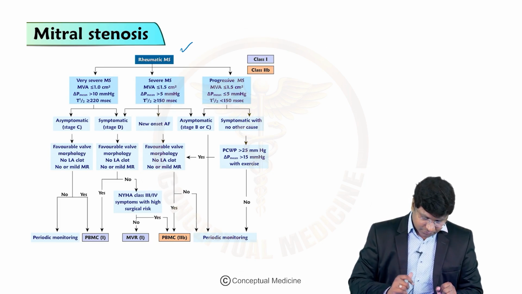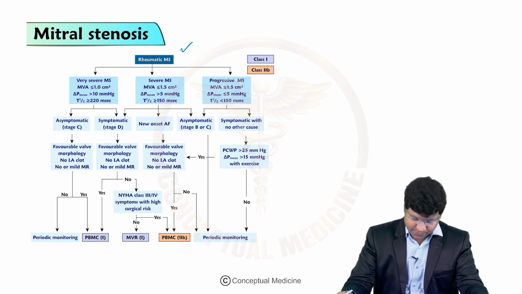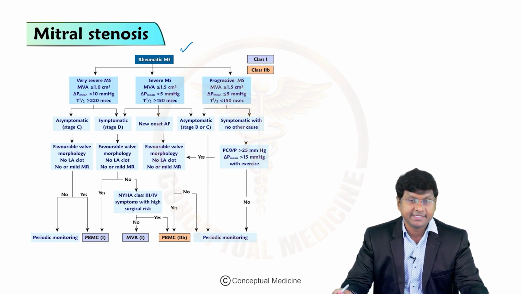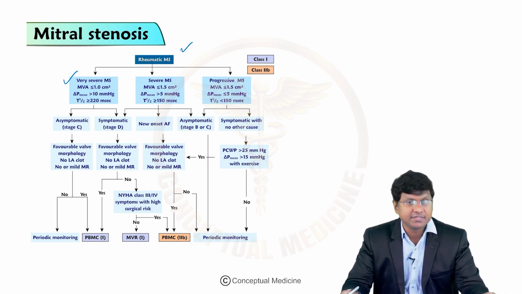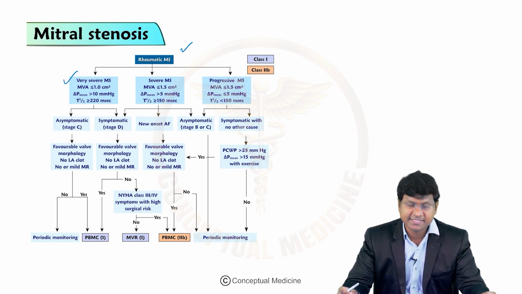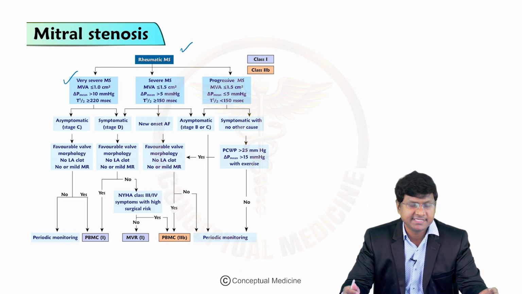So, now in case of rheumatic mitral stenosis, you need to divide the categories, right? This is the new classification or the new guidelines, wherein if you say very severe mitral stenosis, the valve area should be less than or equal to 1 centimeter square. Right, in the beginning of the session, I said severe mitral stenosis to be less than 1 centimeter square and very severe to be less than 0.8 centimeter square.